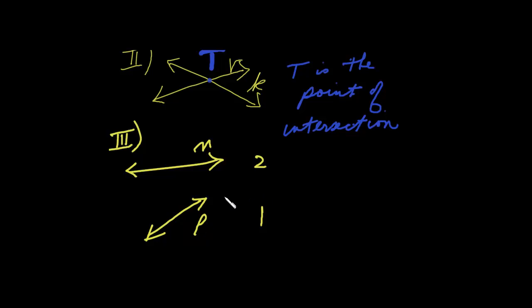Now why do we make a big deal of this? We want you to recognize that these 2 lines will not intersect, but the reason they don't intersect is because they're on different levels. This line N is on the 2nd floor, and the line p is on the 1st floor.